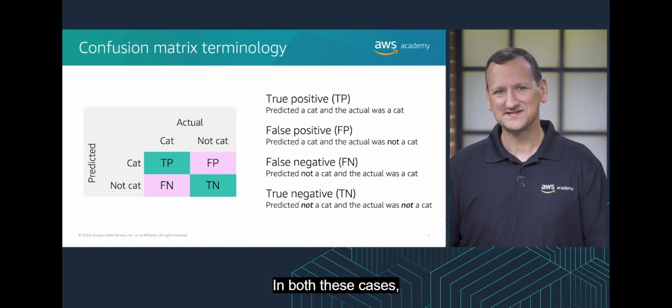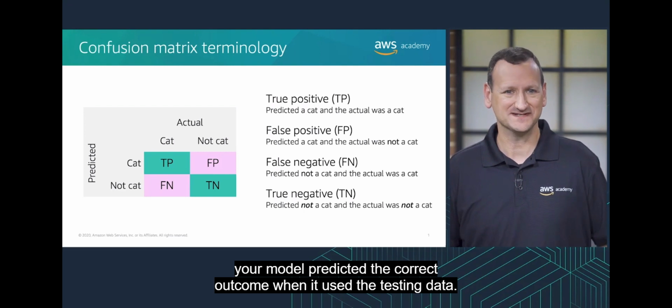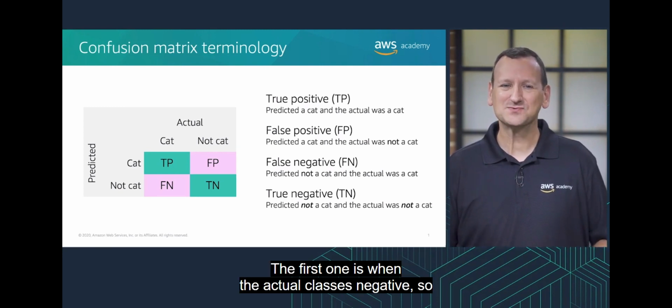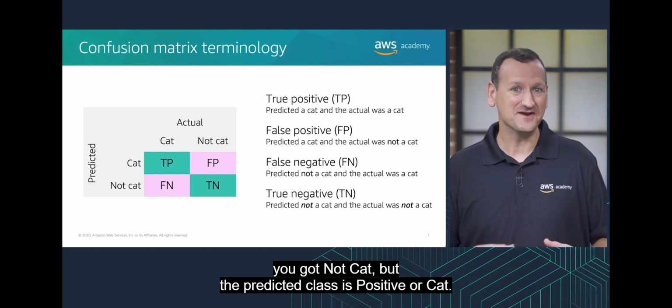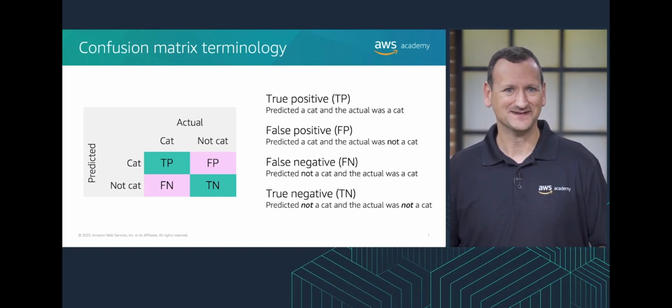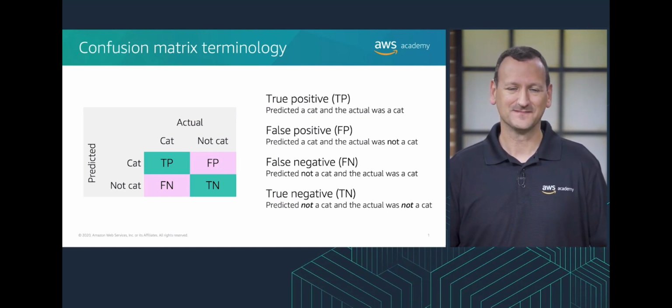In both these cases, your model predicted the correct outcome when it used the testing data. There are two other possible outcomes, and both aren't considered good outcomes. The first one is when the actual class is negative, so you got not cat, but the predicted class is positive, or cat. This is called a false positive because the prediction is positive but incorrect.